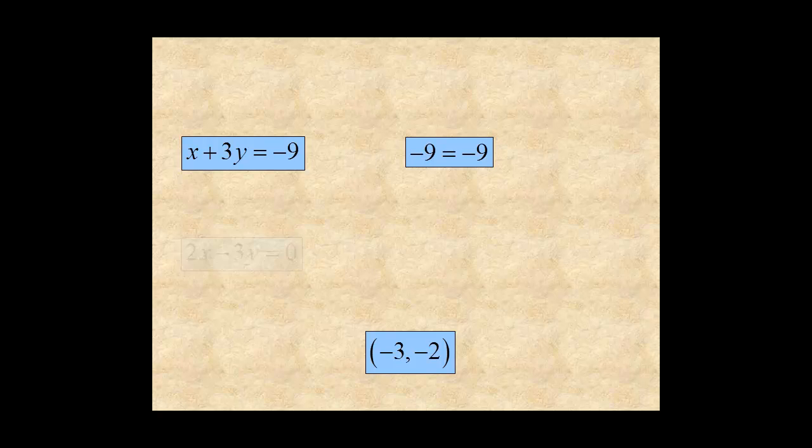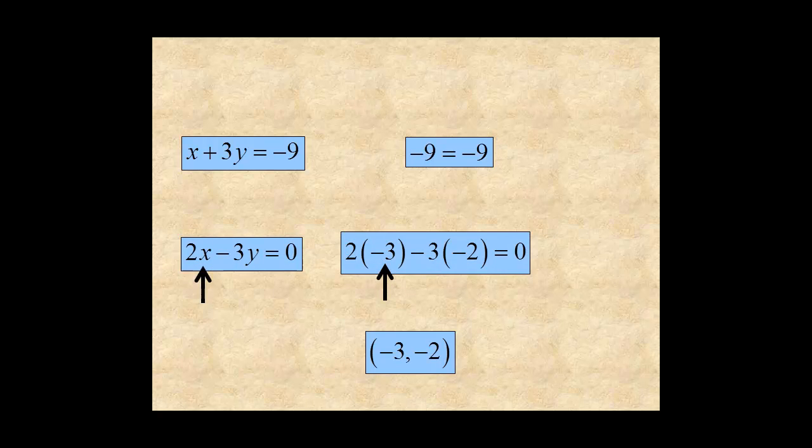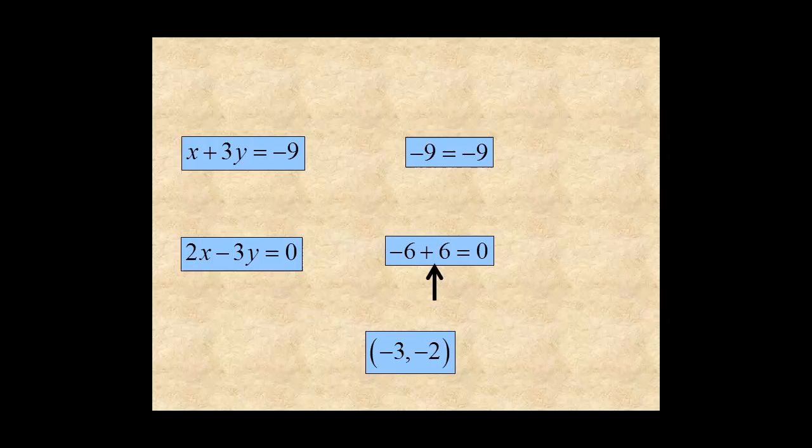For the second equation, substitute x = -3 and y = -2. Then 2 times -3 is -6. And -3 times -2 is +6. Then -6 + 6 is 0, and the solution checks in the second equation.